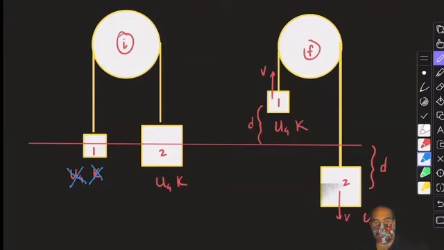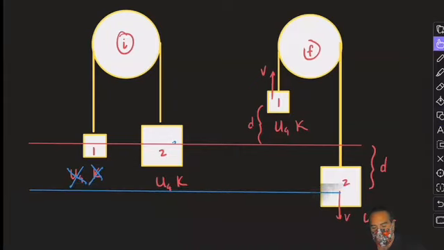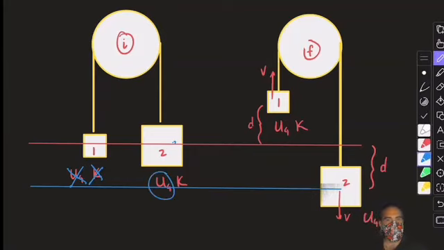Box 2, is it above its lowest point in the initial state of the problem? Box 2 is. Box 2 starts here and ends here. For box 2, its reference level isn't the same as box 1. For box 2, its reference level is here. It's above its lowest point, so it does have gravitational potential energy. In fact, the amount of gravitational potential energy is m2g times d. So it's going to descend a distance d.